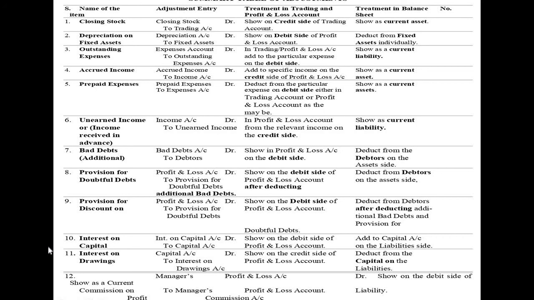And the last one is called commission on net profit. So after finalizing net profit, before showing the answer, we have to calculate the commission. That commission will be paid to the manager. That is, the journal entry is manager's commission account to manager's account. It is shown on the liability side and in the profit and loss account debit side.